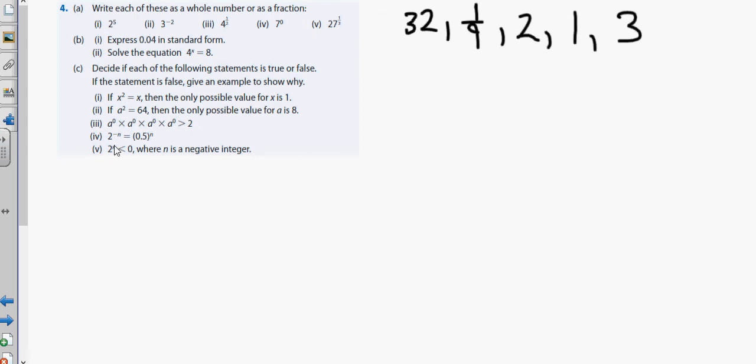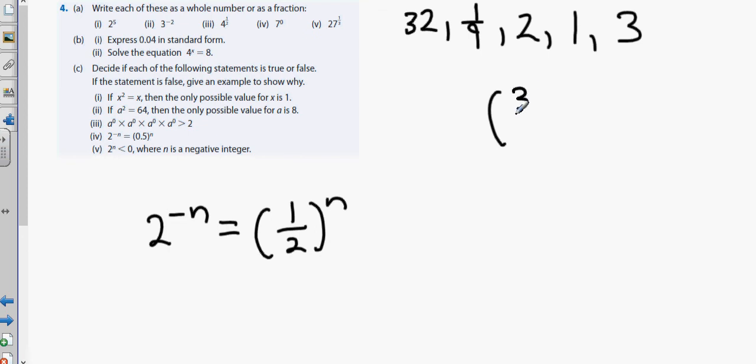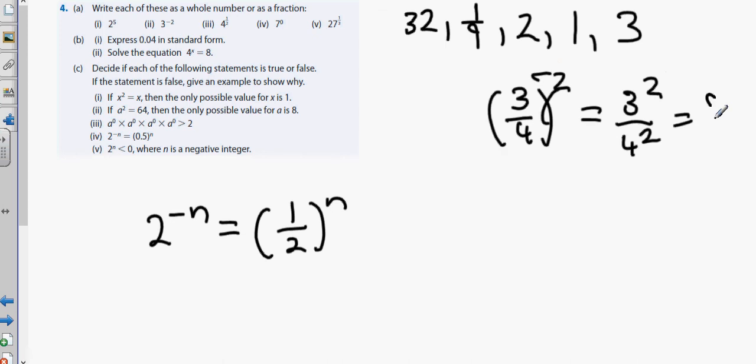2 to the minus n equals 0.5 to the power of n. So let's see what happens here. 2 to the minus n equals 0.5 can be changed to a half to the power of n. Now, as we've discussed before, if I have 3/4 to the power of 2, you use the power on both numbers. So the answer would be 3 squared over 4 squared, which is 9 over 16.